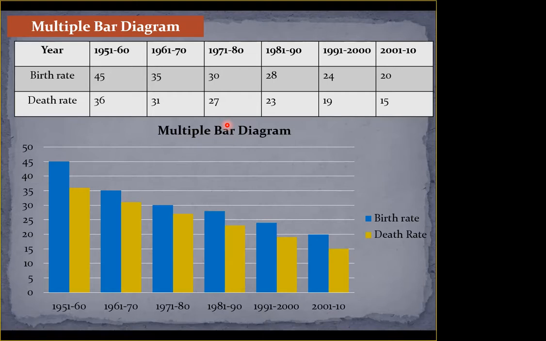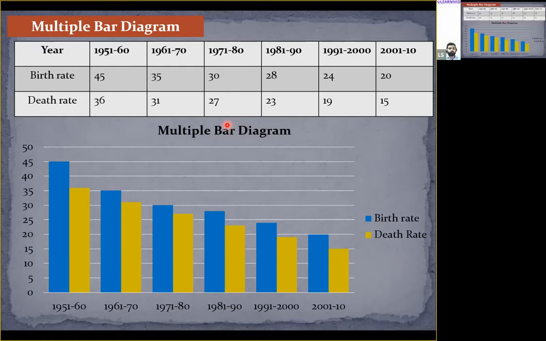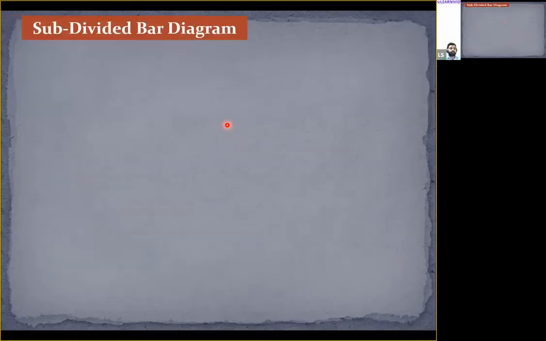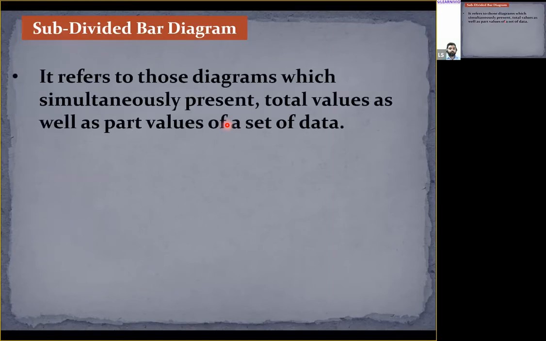Yes, sir. All right. So the next type of diagram is subdivided bar diagram. What is a subdivided bar diagram? It refers to those diagrams which simultaneously present total value as well as part value of the set of data. What is actually a subdivided bar diagram, that I will have to explain to you through a quick example. Just a minute.